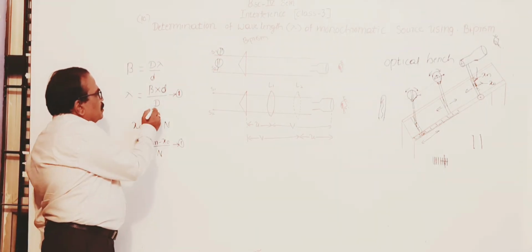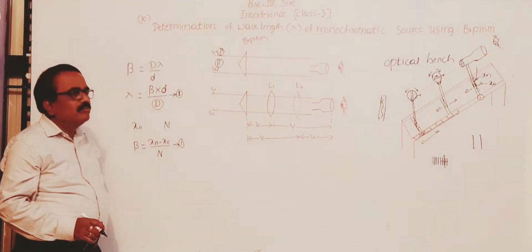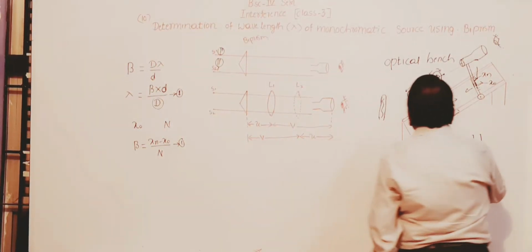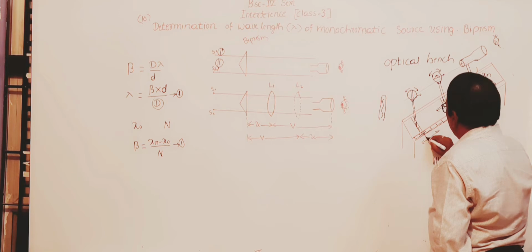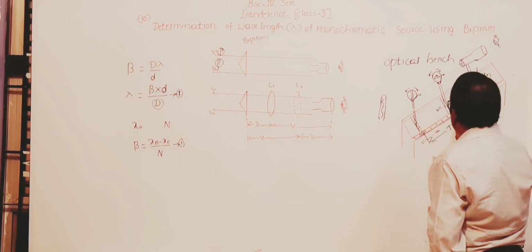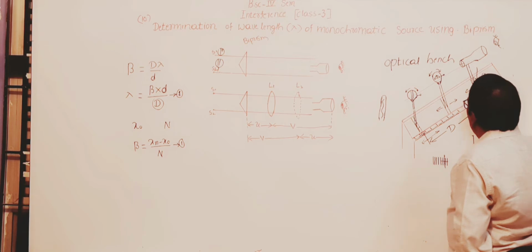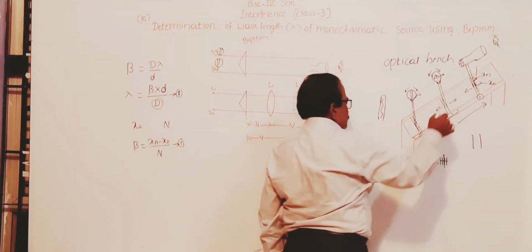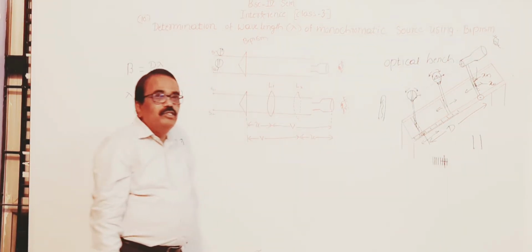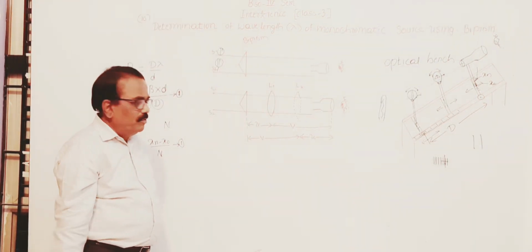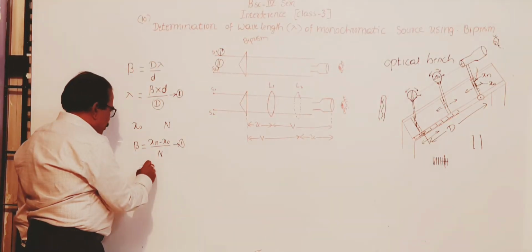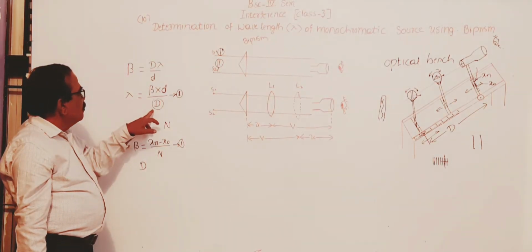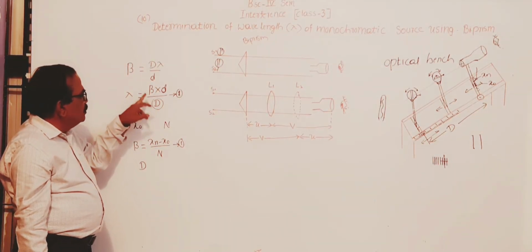Then capital D, the distance between this slit and eyepiece, there is a scale on this. The distance between the slit and the eyepiece directly will give what is capital D. Then you have determined beta and D.